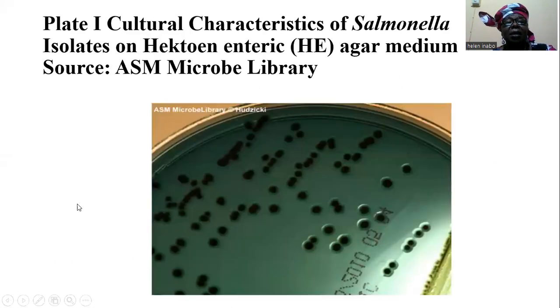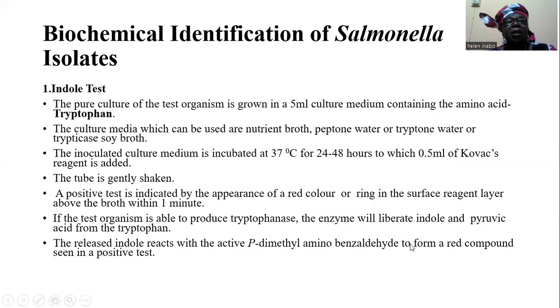You can see here, plate 1 shows the cultural characteristics of Salmonella isolates on Hektoen enteric medium. Looking at this, you see the evidence of hydrogen sulfide production in the center. Now let's quickly look at the biochemical identification of Salmonella isolate.